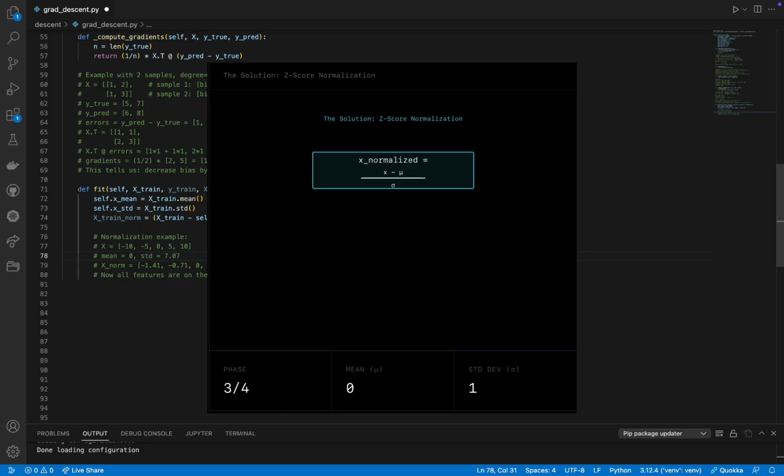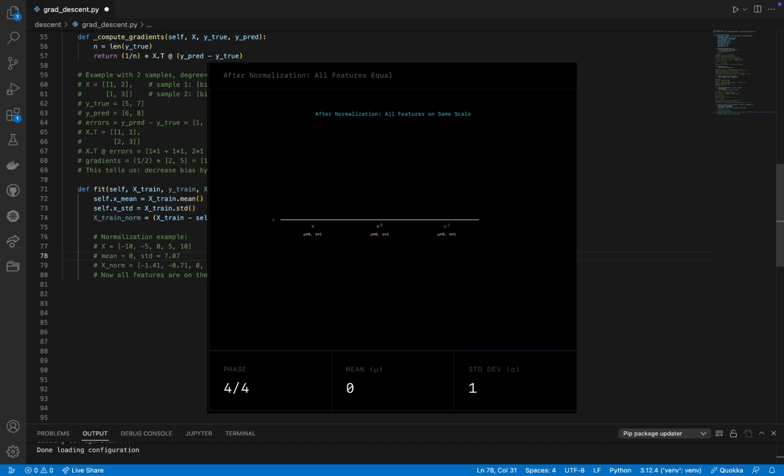The solution is standardization, also called z-score normalization. The formula is simple. X normalized equals x minus mean, divided by standard deviation. And this transforms our data to have mean equal to 0 and standard deviation equal to 1. So every feature ends up on the same scale.